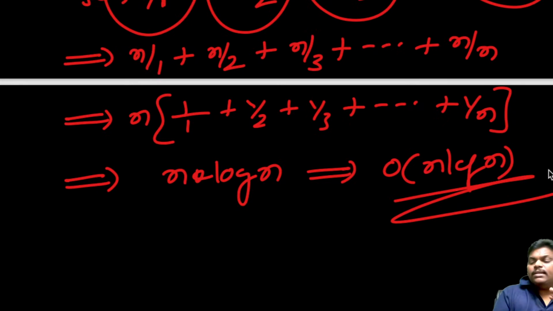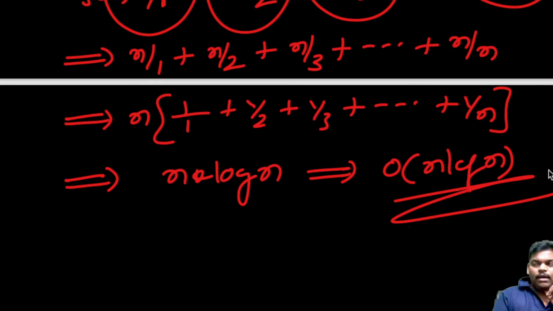Remember, I got the answer n log n by taking the I loop and J loop together. If I don't take the I loop, how can you say how many times the J loop runs? I loop and J loop combined, I got the answer as n log n.